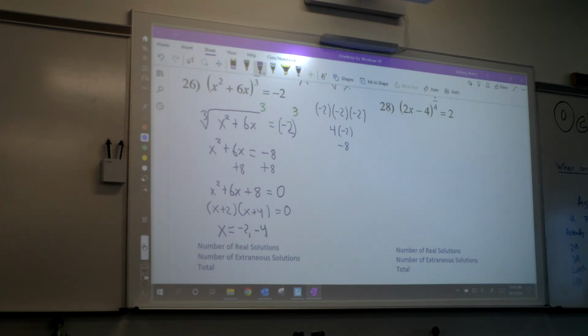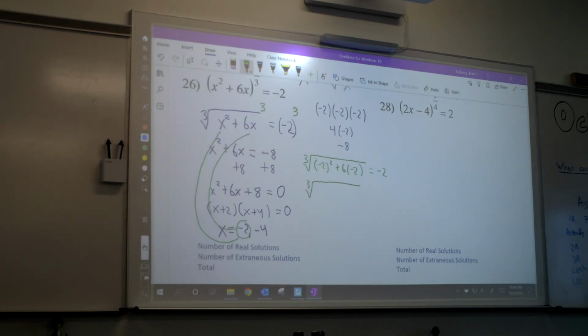Now, I need to plug those in to see if they work. Okay? So I'm going to come up here and check. Let's first do negative 2. I'm just going to put it in here and here. So I'm going to get the cube root of negative 2 squared, and then 6 times negative 2. That's going to equal negative 2. Okay, there's a lot of things going on here with negatives, so be careful.